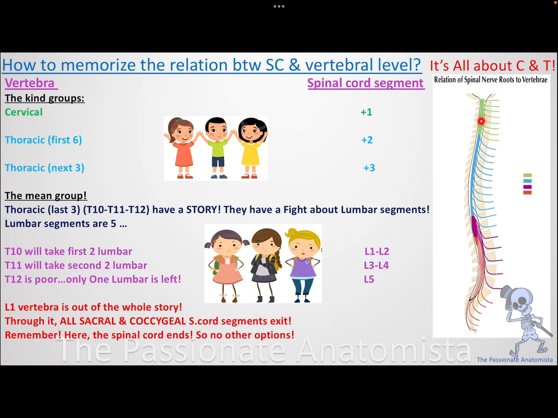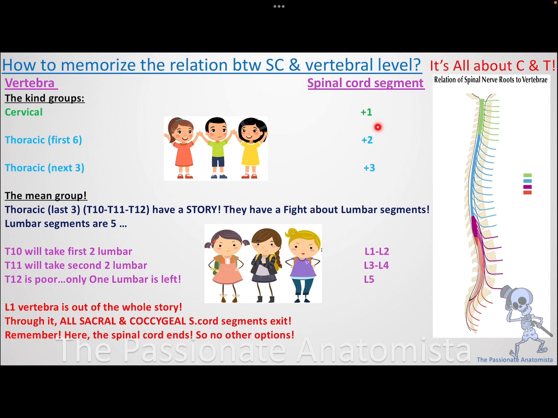The spinal cord segments are not going to be at the same level as the vertebral column levels. And you need to know which spinal cord segment corresponds to each vertebral column level. Why? We will say in the next slide. Now let's try to memorize in a nice way how we will know at each vertebral level which spinal cord segment is there. How can we know that?